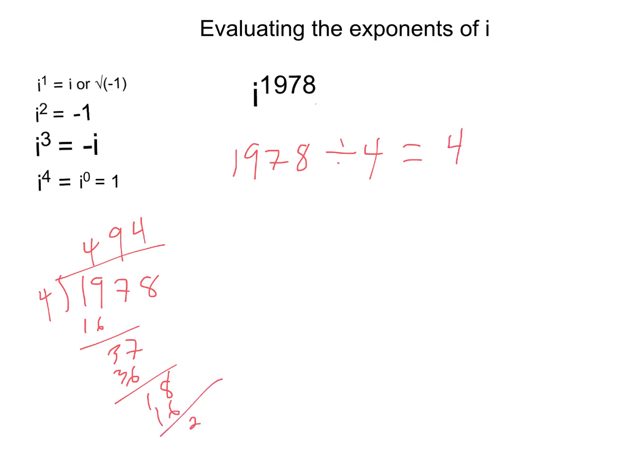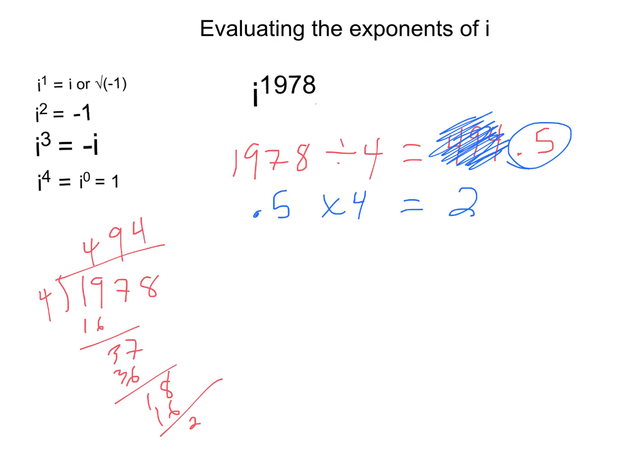So this is going to be 494.5 if you did it on the calculator. Now again, I don't want that. That doesn't interest me. I want this. So we're going to take 0.5 and times it by 4, and we get 2. Alright, so this is equivalent to i squared. And again, based on my chart, this is equivalent to negative 1.